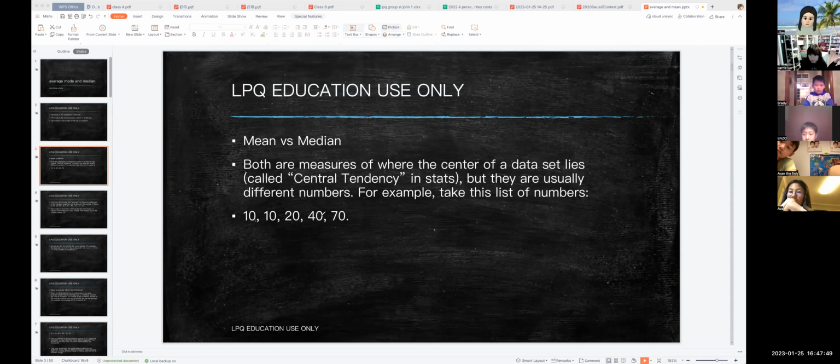the differences between you and the super smart people in this world, okay? So we have 10, 10, 20, 40, and 70. First of all, I want everybody to calculate the mean of these 5 numbers, please. Yeah, please, you do it.